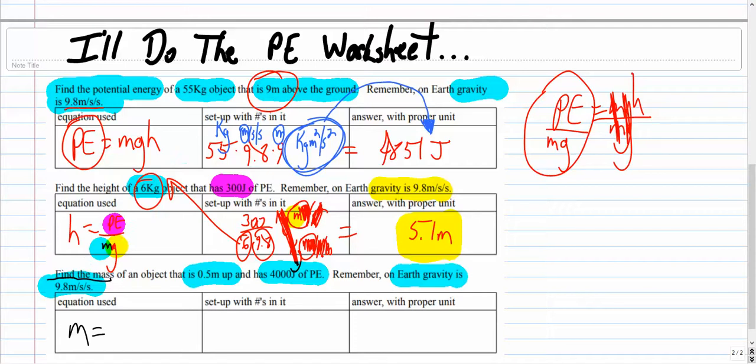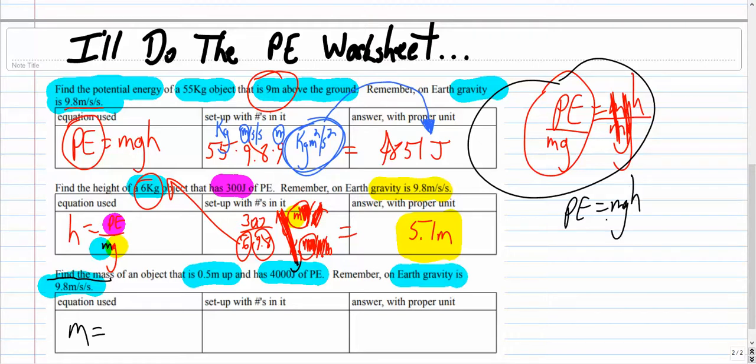When you take the quiz, if I don't tell you the gravity, you can assume it's Earth gravity and use 9.8. If it's some other planet or moon or something, I'll tell you in the problem. But anyway, we use this same division trick. If PE equals mgh, and we want m by itself, we're going to divide by g and h, and that winds up giving us the equation that m equals PE over gh.